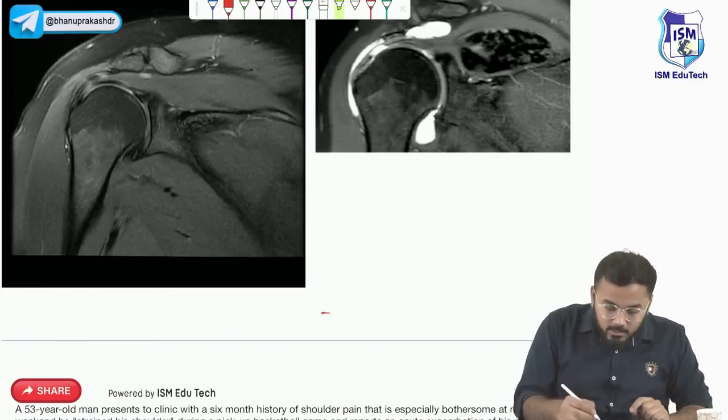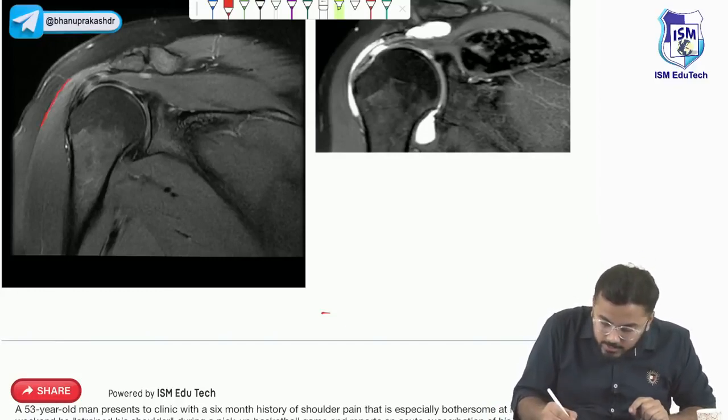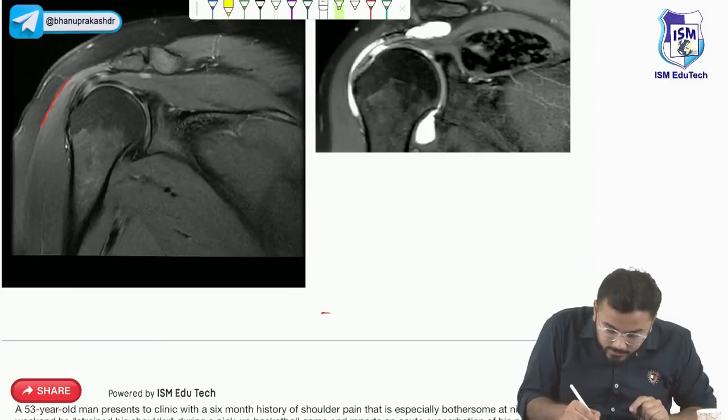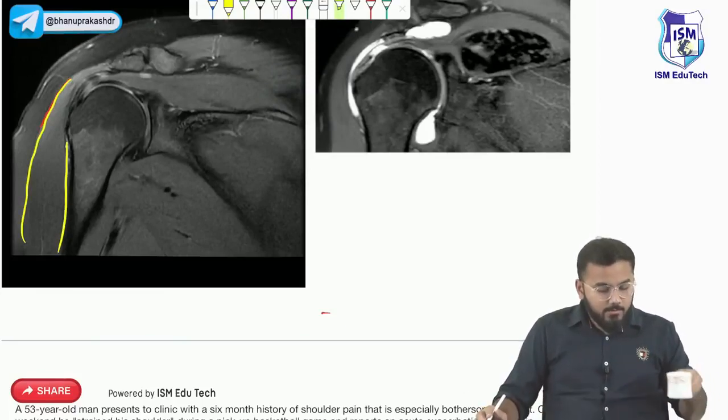Now, in this, look here. This thing which you can see here. Let me use another. See, this muscle which you can see here. What is this muscle, guys? Anyone?